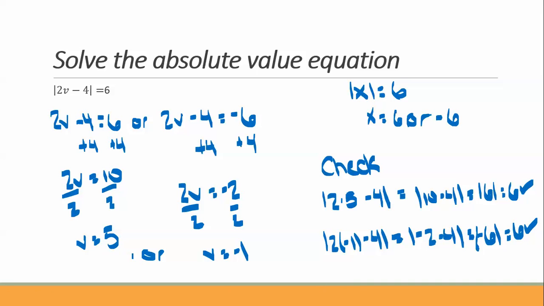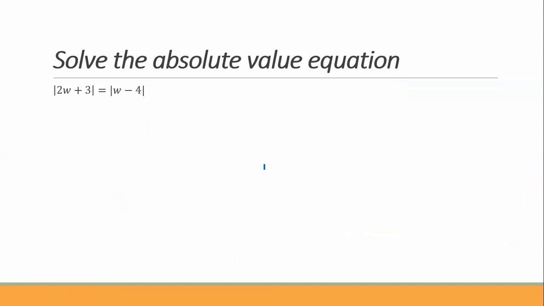So again, it's not that you solve the first side and take plus or minus. You have to solve the inside equal to 6 and then the inside equal to negative 6. Same thing here. We want the inside equal to our positive value and our negative value.